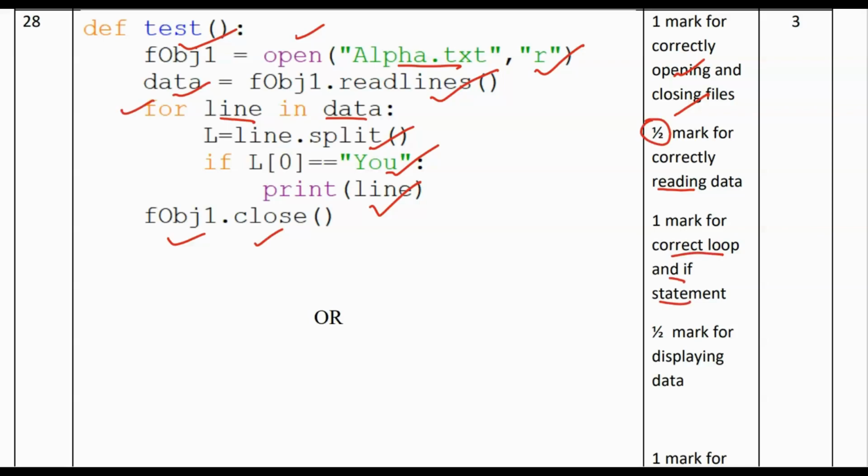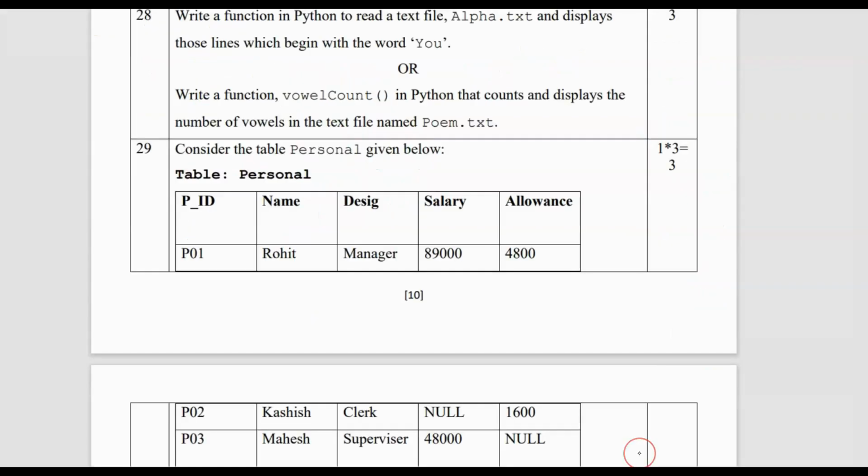If you provide the for loop correctly and the if statement correctly, then the condition is true, meaning if you have provided the condition correctly, then you will be getting 1 mark for this, and half mark for displaying the data. So if we have displayed the data correctly by using this print function, then you will be getting the half mark for this. Okay, let us move on to the next question quickly.